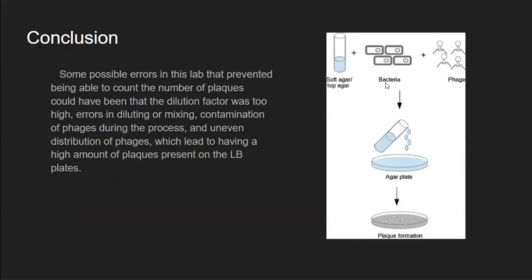Conclusion. Some possible errors in this lab that prevented being able to count the number of plaques could have been that the dilution factor was too high, errors in diluting or mixing, contamination of phages during the process, and uneven distribution of phages, which led to having a high amount of plaques present on the LB plates.